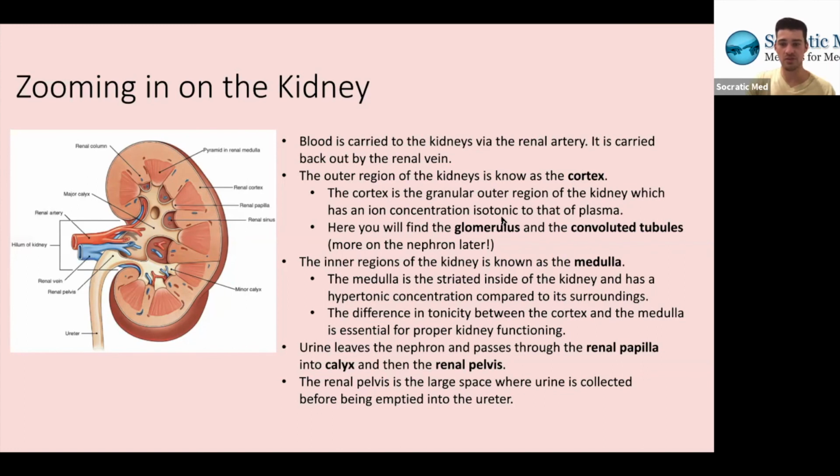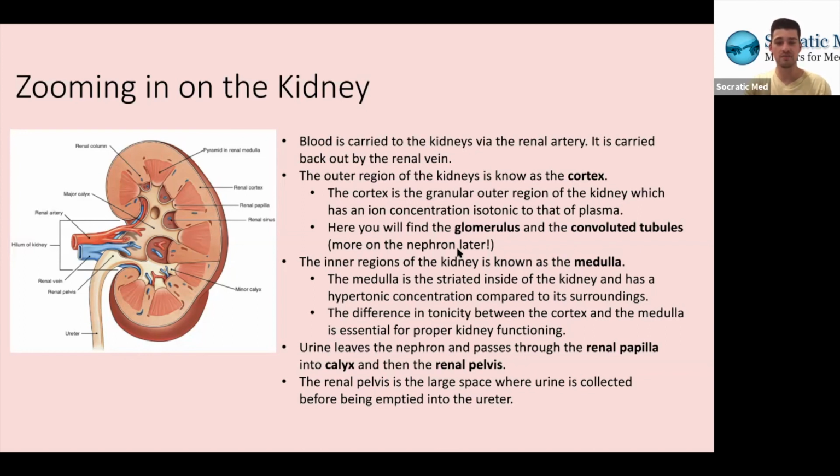So the inner regions of the kidney, which are right over here, these darker, sort of pinkish areas, that's known as the medulla. That's the innermost part. It's the striated inside of the kidney, and it has a hypertonic concentration compared to its surroundings. So the medulla is very salty. It has a very high solute concentration, and later we'll see that it helps pull water out of the nephron. So the difference in tonicity between the cortex and the medulla is essential for proper kidney functioning, like I just said.